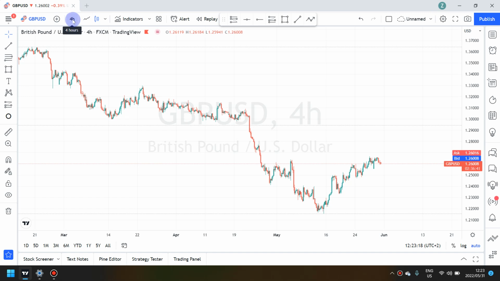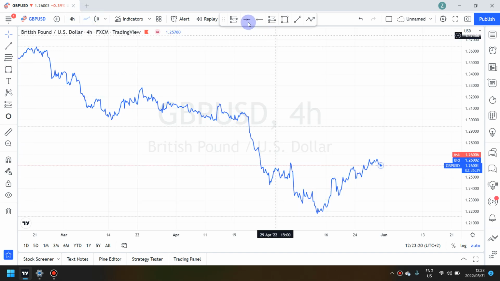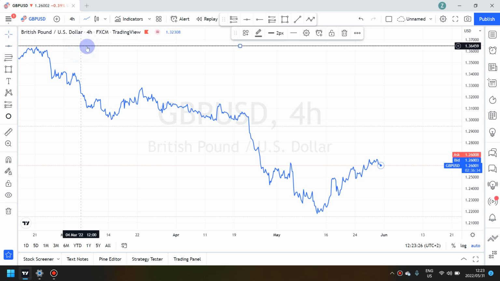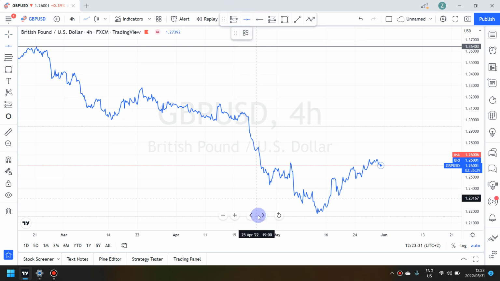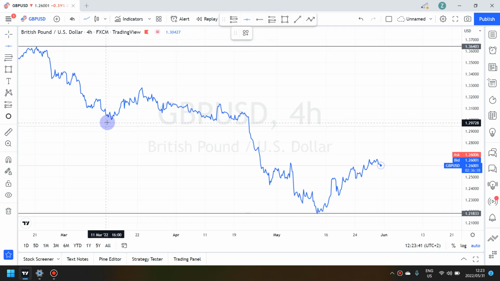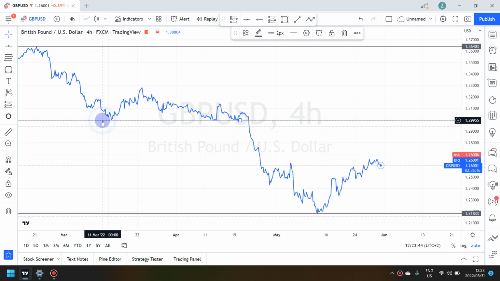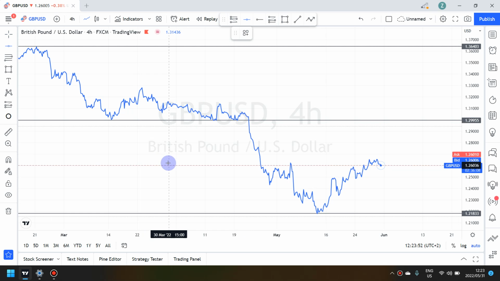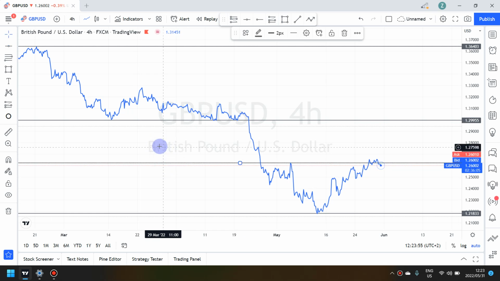So, as usual, I start from a 4-hour time frame, switch to line graph, and then identify my key levels. When identifying my key levels, I always start with my highest high and my lowest low. So this is my lowest low and that is my highest high. And then from there, I identify previous lows and highs. So this is a low right here.